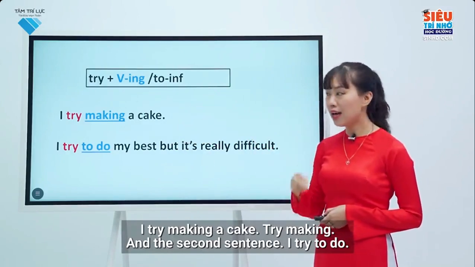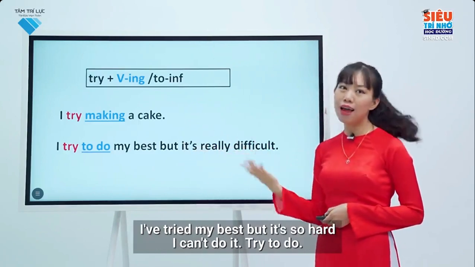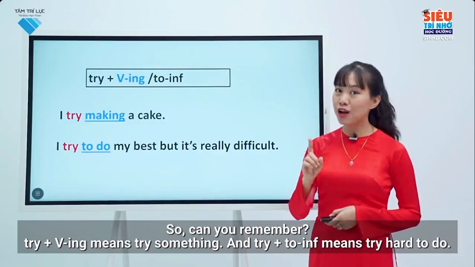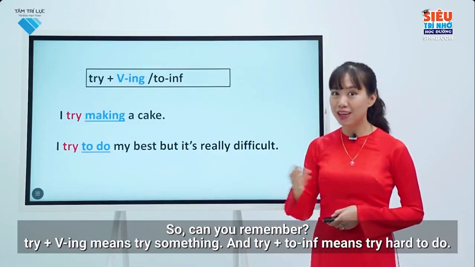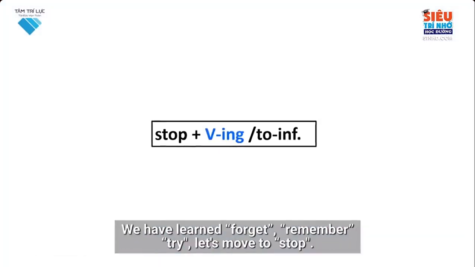I try making a cake. And the second sentence, I try to do. I've tried my best, but it's so hard, I can't do it. So, can you remember? Try plus verb ing means to try something, and try plus to infinitive means to try hard to do. We have learned forget, remember, try.